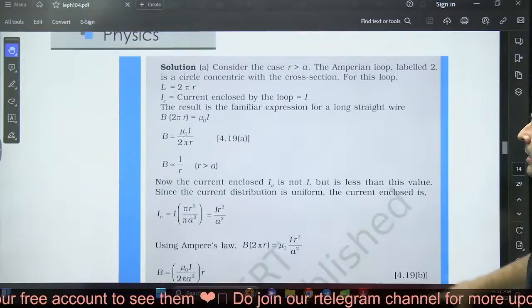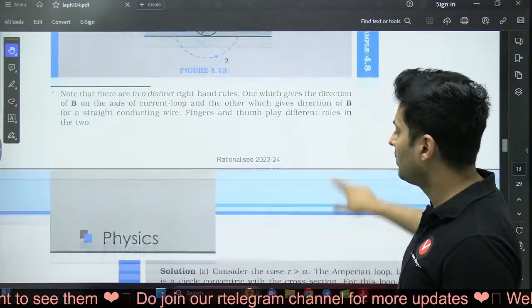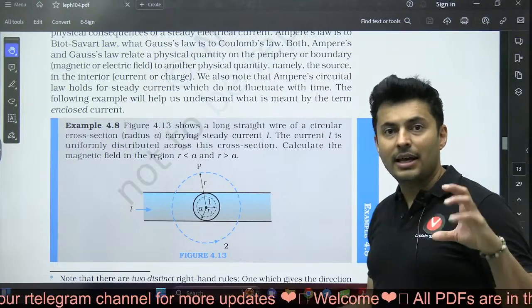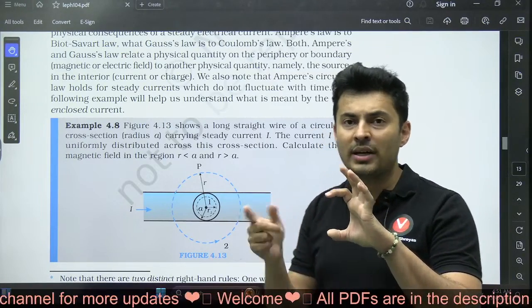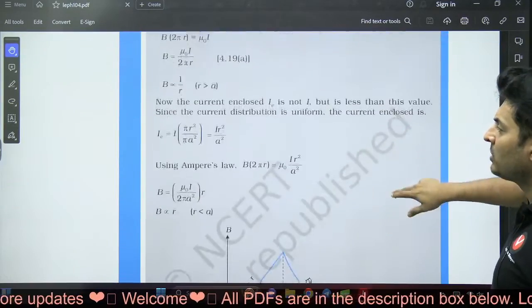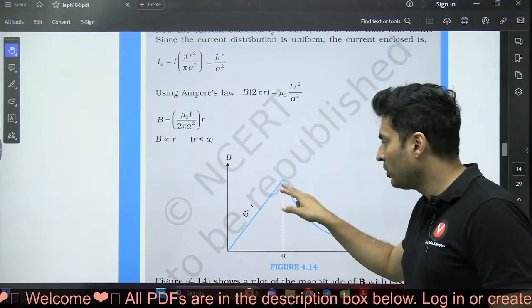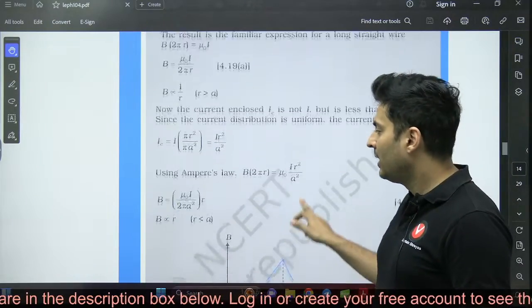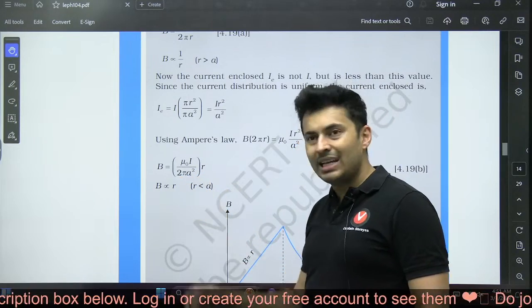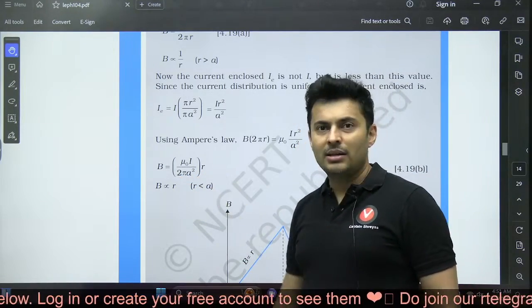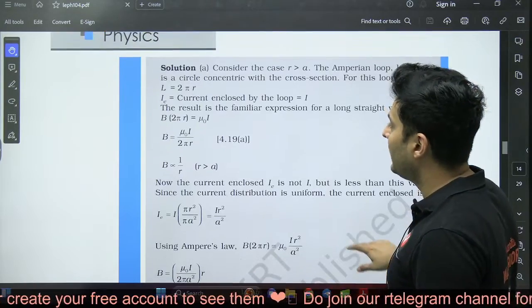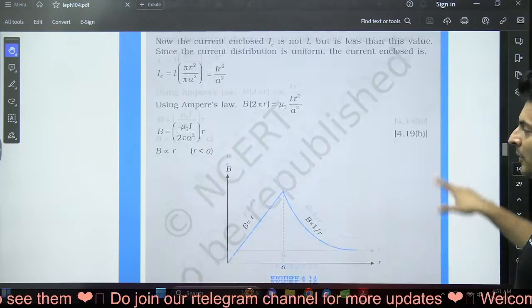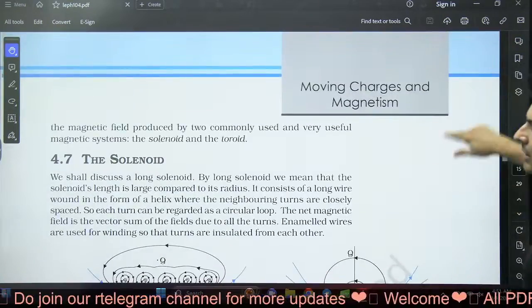This particular example, this solution, example 4.8, you should know, very, very important. If you have a current carrying wire, inside it there is a field, and outside it there is also a field. That is derived using Ampere's law. Inside it is proportional to r, outside it is 1 by r. This is a straight line, this is a hyperbola. Inside it is mu naught into current by 2 pi a square, where a is the radius of the wire, into r, so that's why it is a straight line. The moment you go outside, it is just mu naught I by 2 pi r. Small r is below, so that is a hyperbola. You should know the graph, the formula, and the derivation.